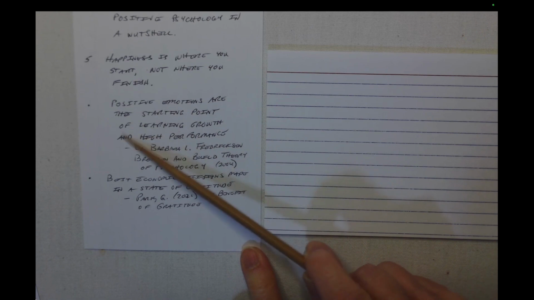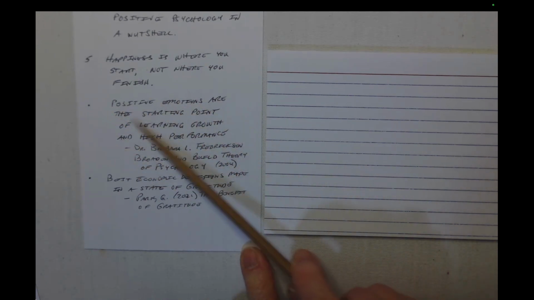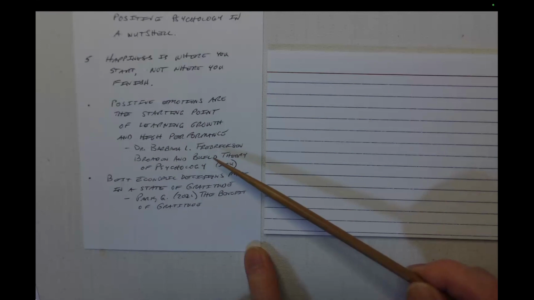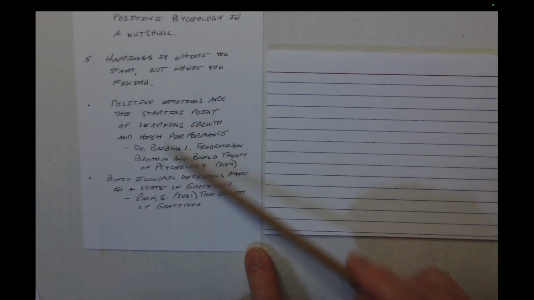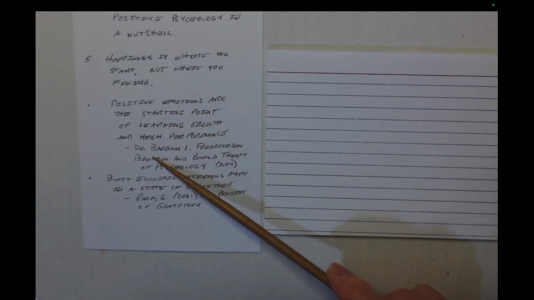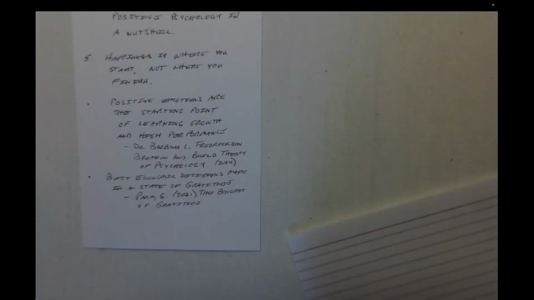And I might even make a note that studies have shown that positive emotions are the starting point of learning, growth, and high performance. I won't bring the studies over to my main card, but I will reference this bib card so that I can get back to them if I need them. So here's the starting point of my card. I'm going to bring over the thought or idea from the book.